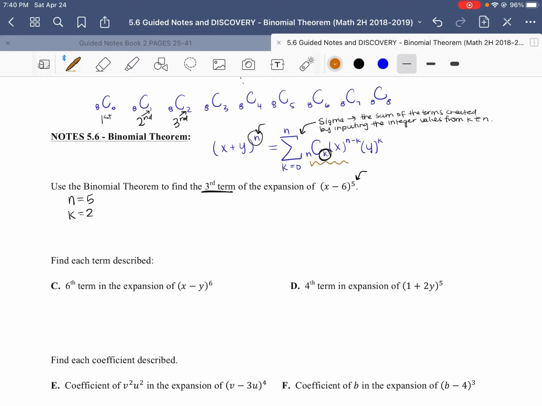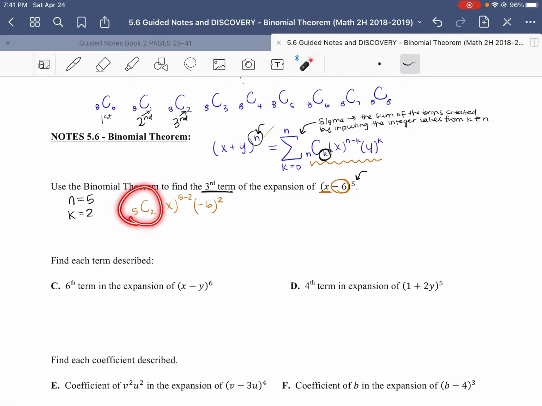So in this case, if we input it into this awesome formula here, don't worry about sigma, we're going to find one term at a time. This is just saying all the terms. So I'm going to do n choose k. I'm going to do 5 choose 2. Then I'm going to take the first part of my binomial, which in this case is an x, and I'm going to raise it to the n minus k power, so 5 minus 2. Then I'm going to take the second part of my binomial and raise it to the k power. And then it's just a matter of simplifying.